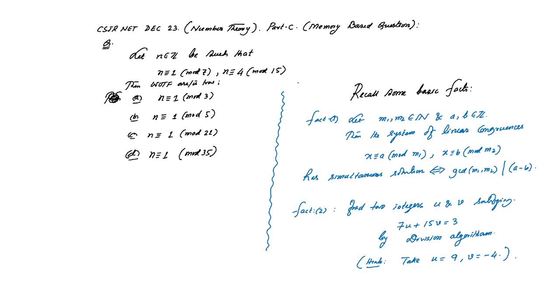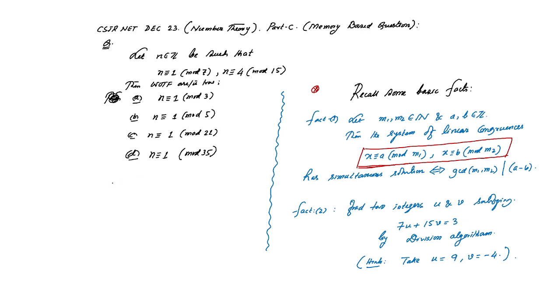To solve this question, we need to recall two important facts. The first fact: let m1, m2 both be positive integers and a, b any integers, then the system of linear congruences x is congruent to a mod m1 and x is congruent to b mod m2 has a simultaneous solution if and only if a minus b is divisible by GCD of m1 and m2.